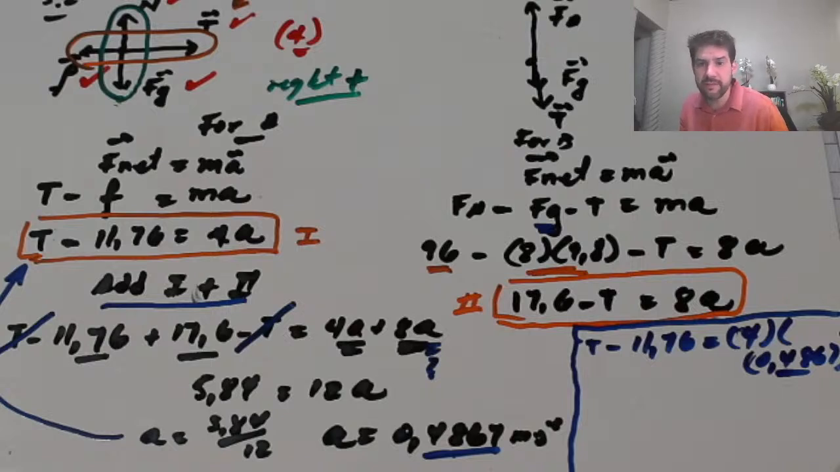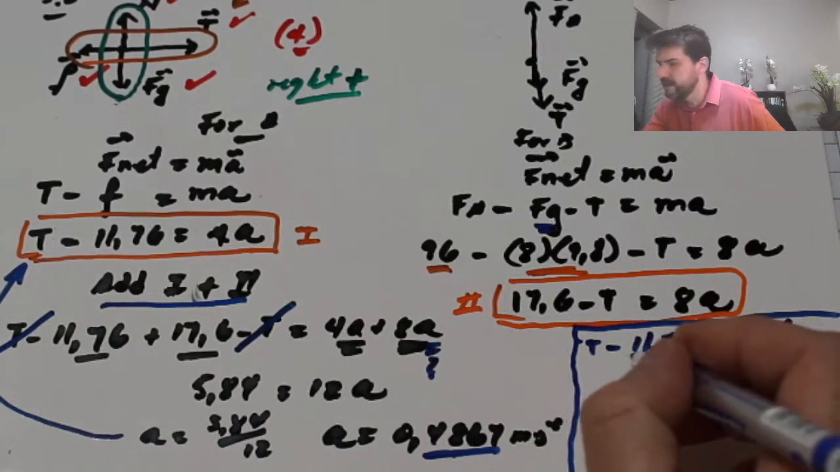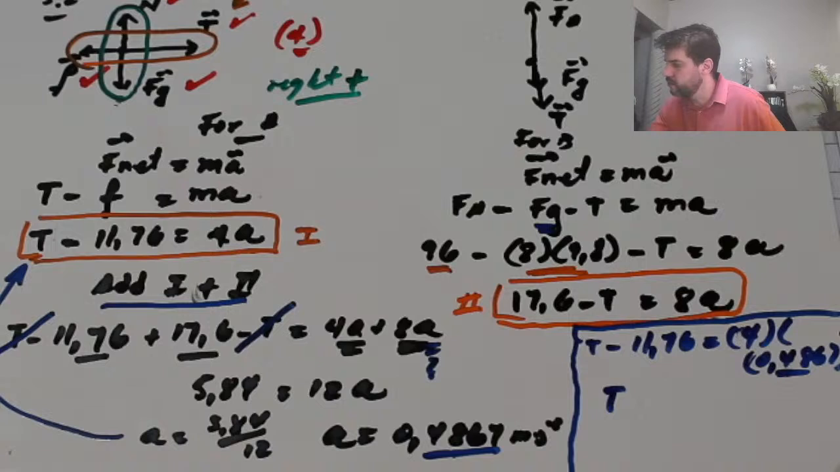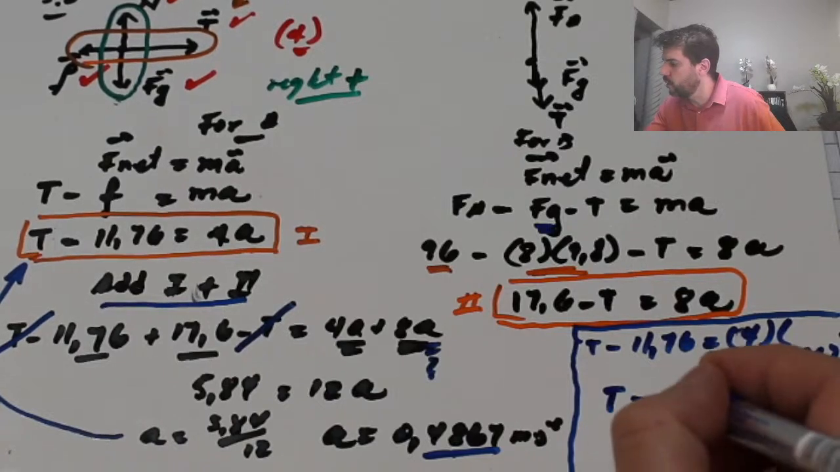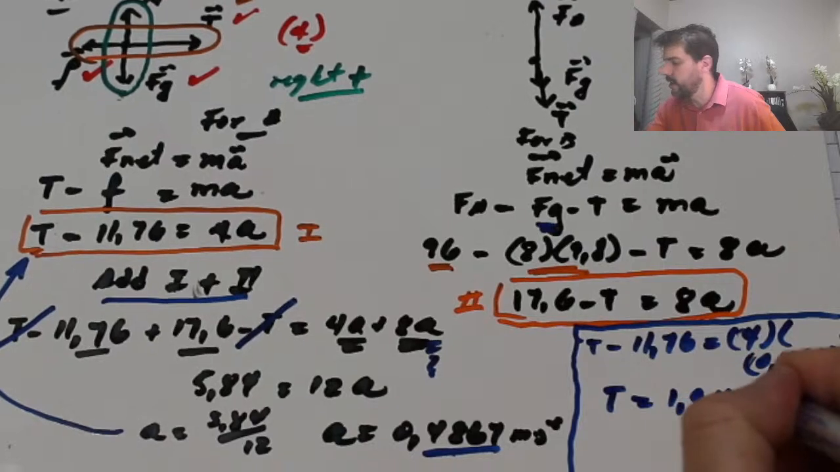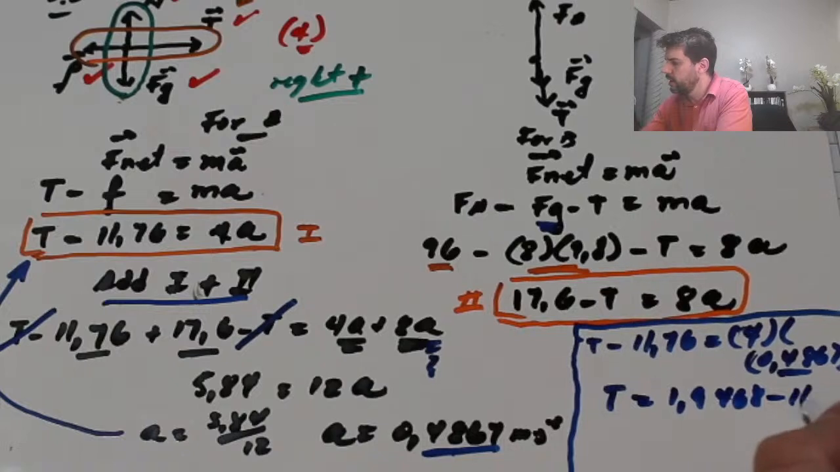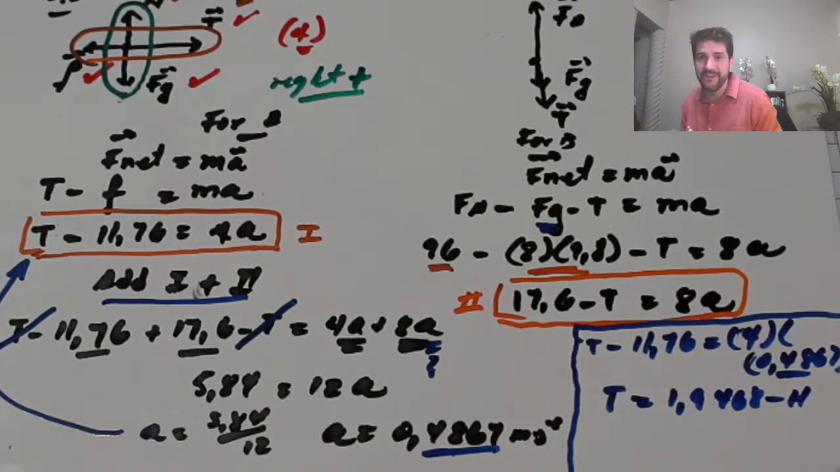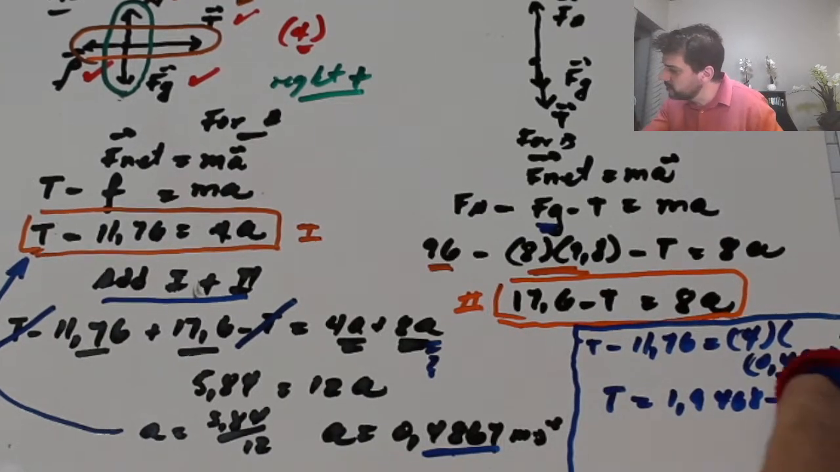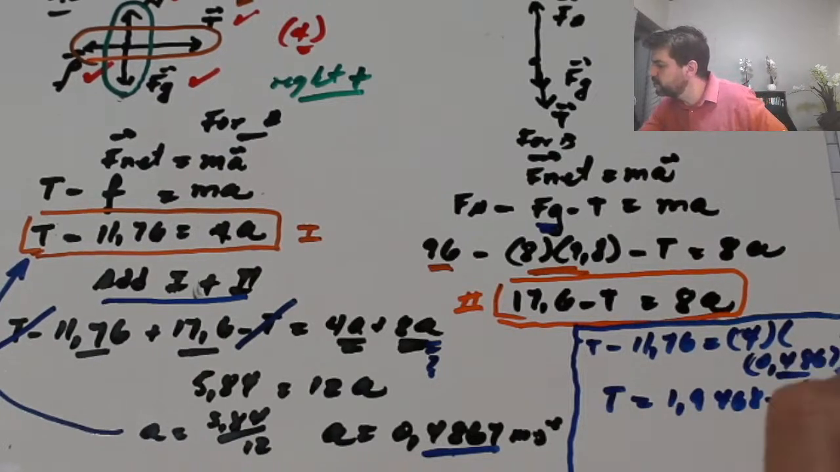And then this is mathematics. So when you solve this one, you move this 11 to the other side, then you get that t is equal to 1,9468. I got that number minus 11,76. Oh my goodness, let me erase and clean there. Minus 11,76.